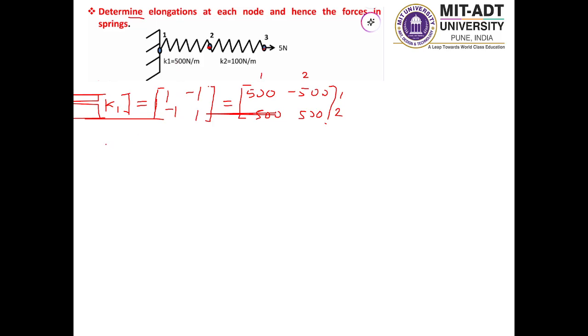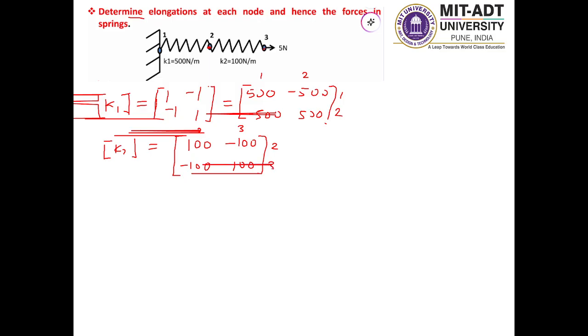Likewise I am defining the k2 matrix. We can define the k2 matrix as 100 minus 100 minus 100 and 100. So these are the stiffness values. Definitely this particular element is in between node 2 and node 3, so I am writing 2 3 and 2 3 here, right?